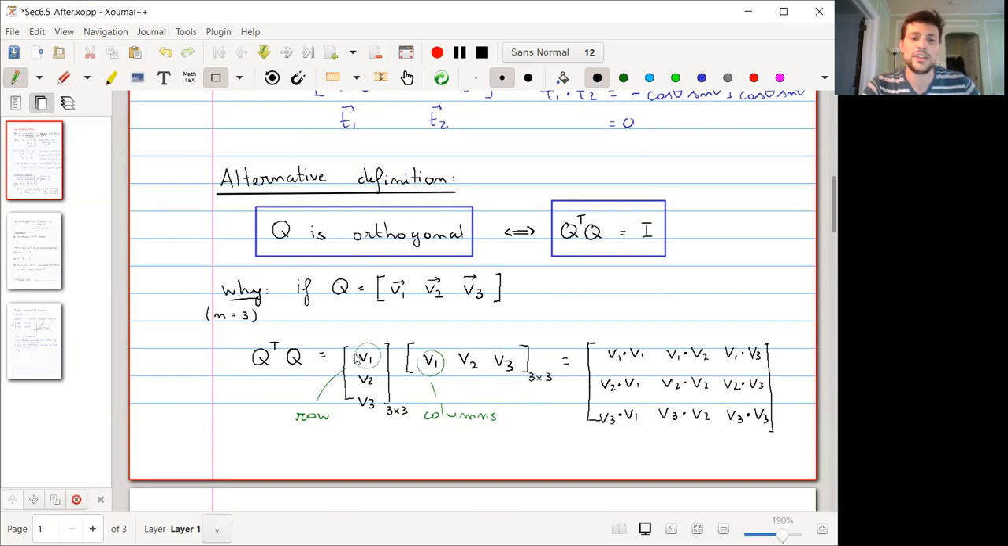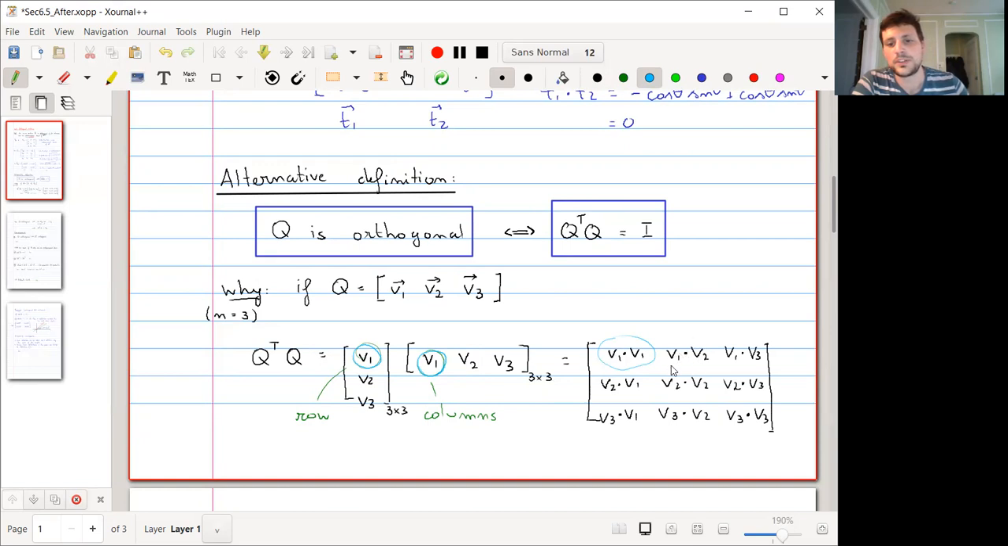And when I write Q transpose, v1 is a row vector, v2 is a row vector, and v3 is a row vector. When you multiply this together, you get a 3 by 3 out of it. By the matrix product, the first entry up here will be given exactly by the dot product of the first row times the first column, which is v1 dot v1.